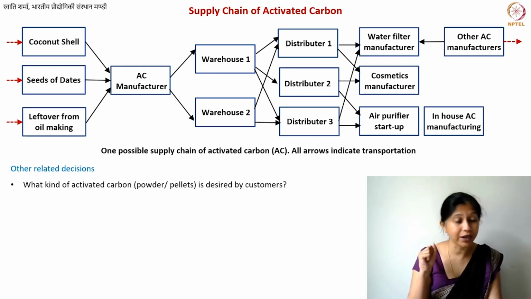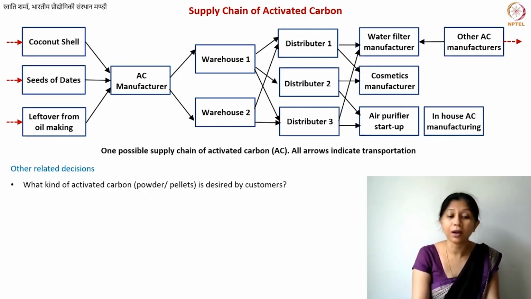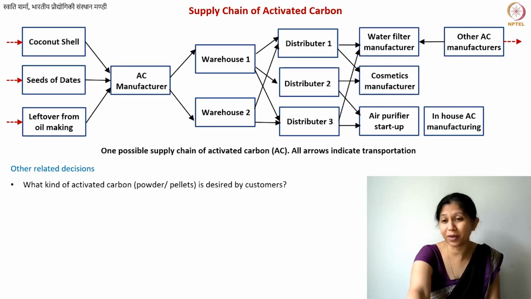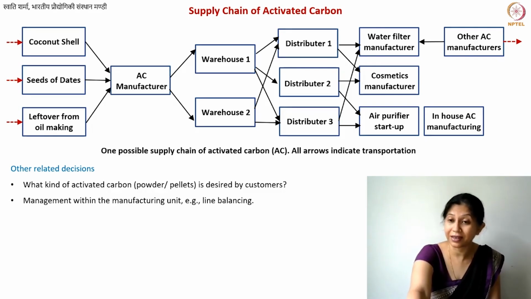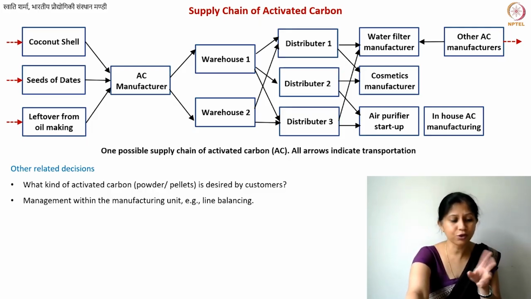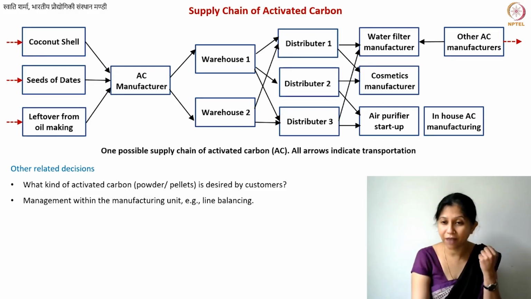But when you're a manufacturer, you will also have to take some other decisions. For example, do you want to make powdered activated carbon? Do you want to make pellets? For which type of carbon do you have more customers? Sometimes you probably want to make just powder, but you have more customers who would like to buy pellets. So in that case, you should be open to a little bit of change in your manufacturing as well. So a little bit of flexibility you should have.